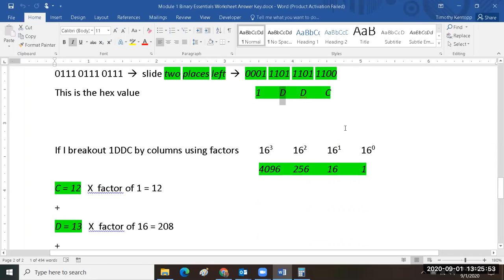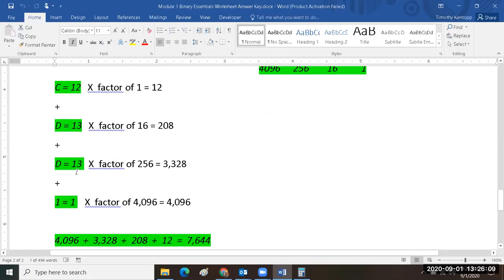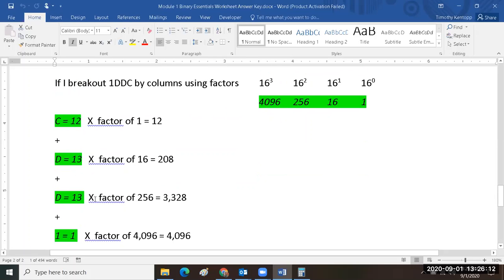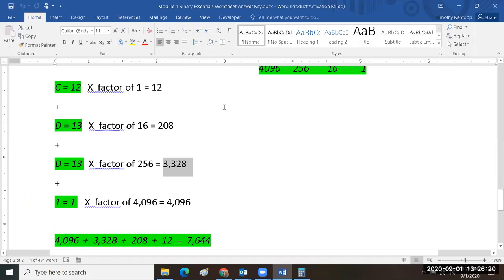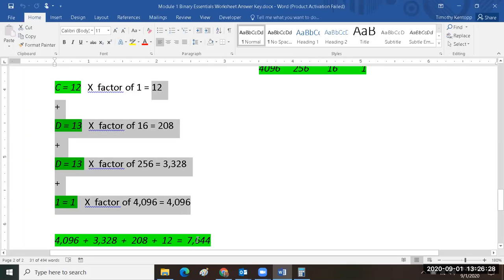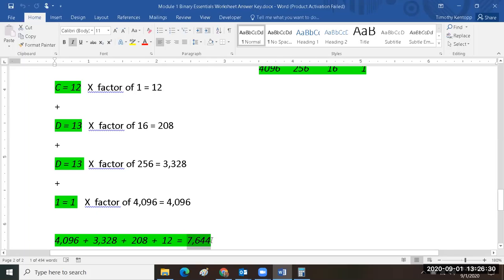So actually, I took the Charlie value first. 12 times 1 is 12. Then I take the D here. That's 13 times 16 is 208. Take the D here, that's 256 times 13, that's 3,328. I take the last one, which is just 1, times 4096. If I add all these together, I get my result. If I take out my calculator, I get 7,644.